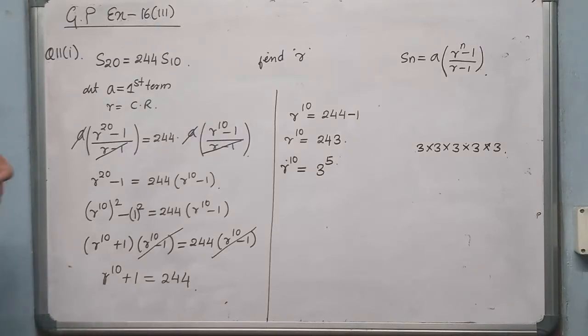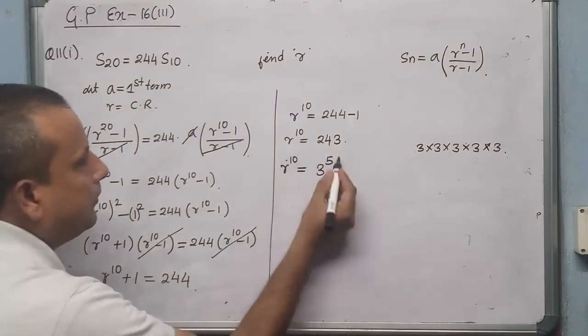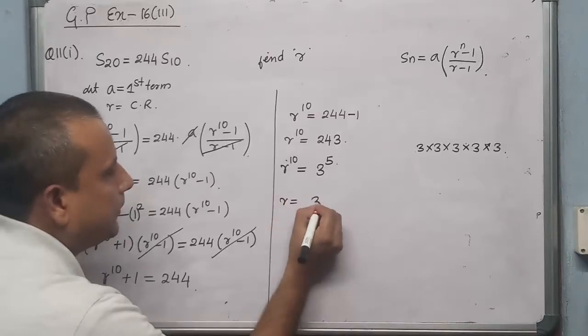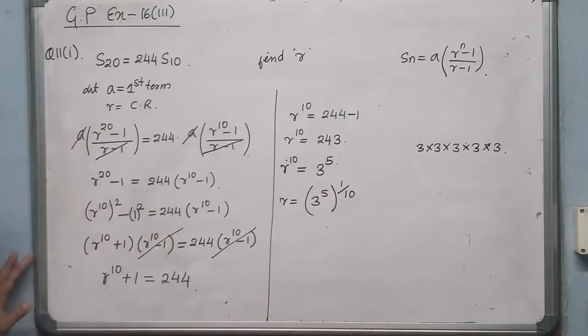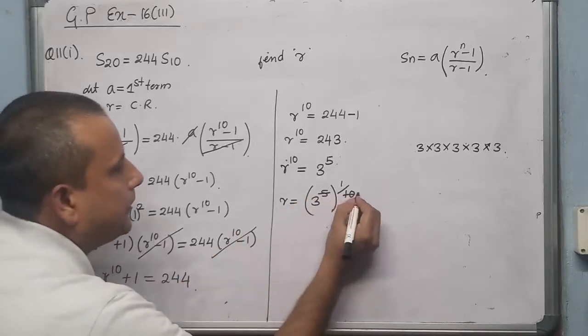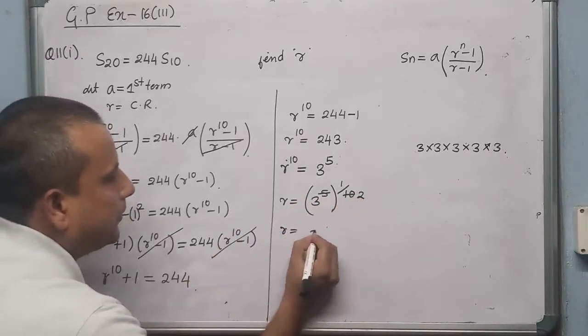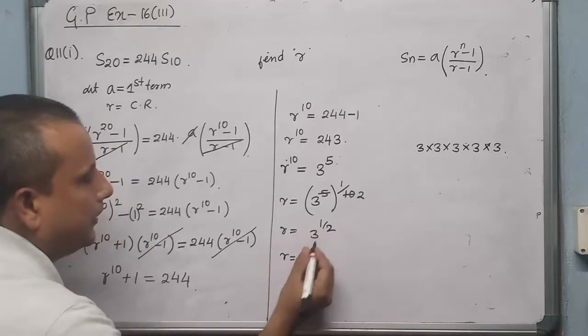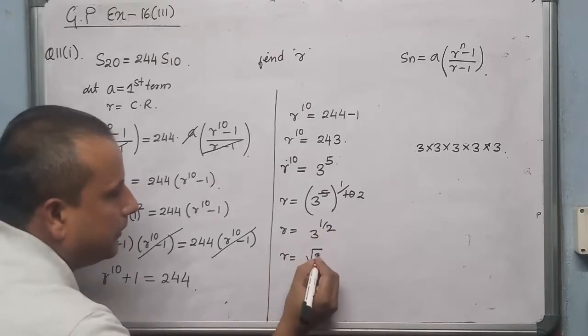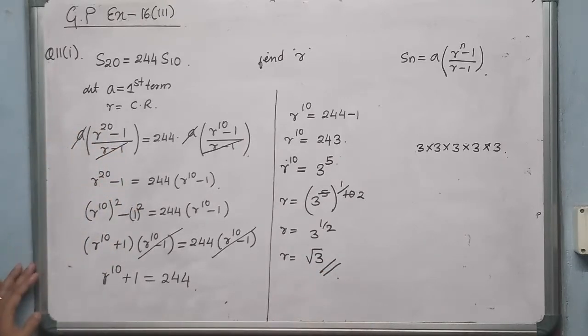Now if I bring this 10 over here, then r = (3^5)^(1/10). Using 5 twos are 10, then r = 3^(1/2). 3 to the power half means it is root 3. The common ratio is root 3.